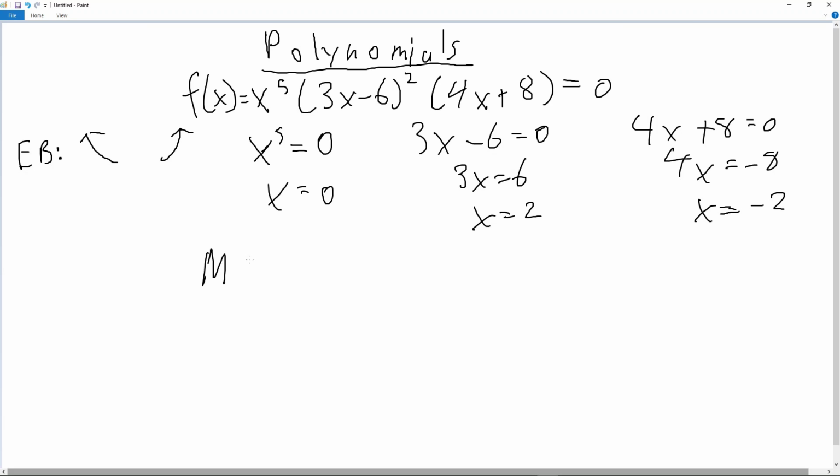Next, we have to look at the multiplicities. 0 appears 5 times because of the degree 5. This means that it would cross through the x-axis. 2 appears twice since this is to the second degree, so it would bounce off the x-axis since it is an even multiplicity. And negative 2 appears once, so this would cross.